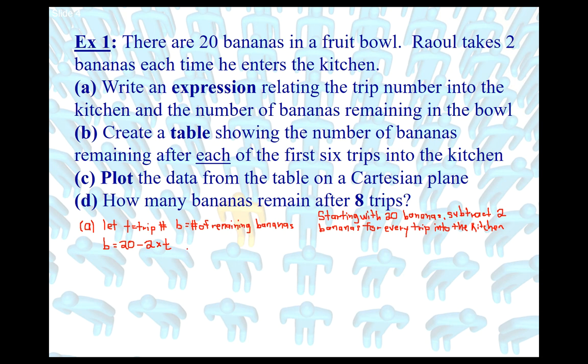Okay, this is hands down the most difficult part of this problem, to come up with the actual mathematical equation to do this. So that'd be 20 minus, we don't need to show the multiplication operator, it's just implied, 20 minus 2 times t.